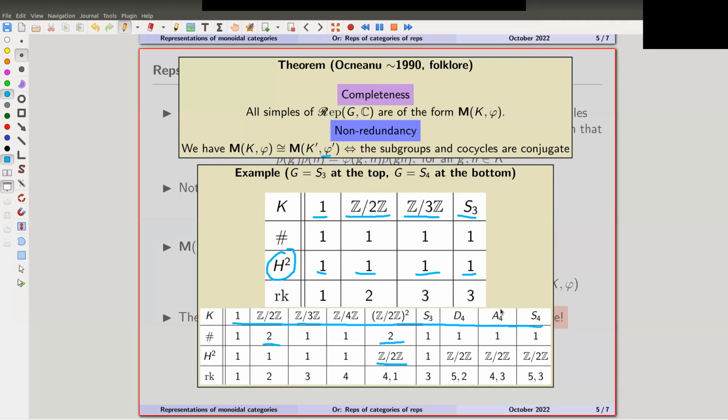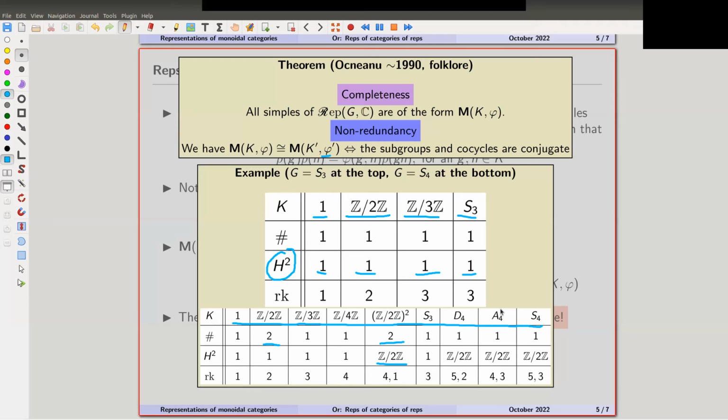I'm working over the complex numbers here. So if you're wondering about the other ones, the characteristic p statements, well, we know the statements, but they get much more complicated. So functors are classified by subgroups. That's essentially what I'm saying, which is a really ridiculous statement.